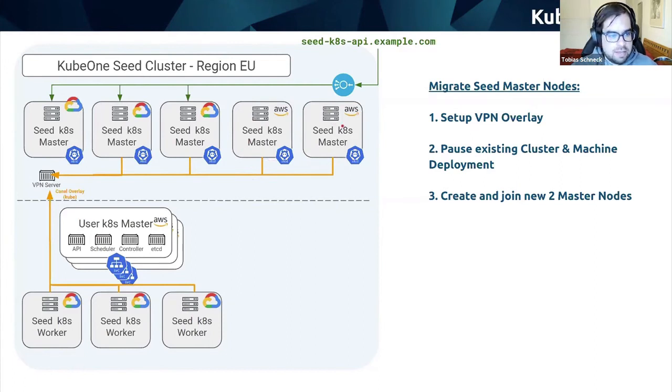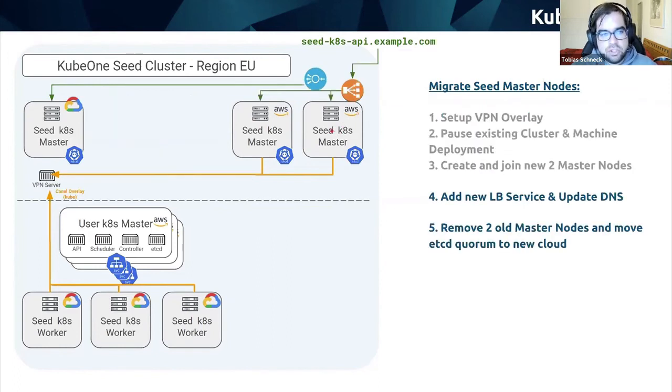Then as the next step, if we have achieved that, we can remove 2 GCP workers and still have a quorum of 3. So 3 out of 5 is enough for the quorum. And we can therefore also change the DNS name now to the new AWS cloud provider load balancer. So there we can then reduce the quorum from 5 to 3, and we have a stable control plane.